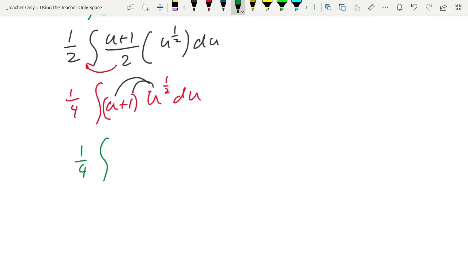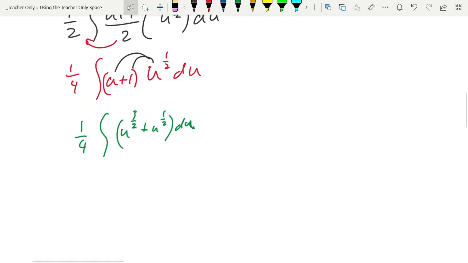So that's going to be u times u to the 1/2. My exponents add, giving me u to the 3/2 plus u to the 1/2 du. And see, that little bit of simple algebra makes the problem so much easier. So now I can actually do the antiderivative.